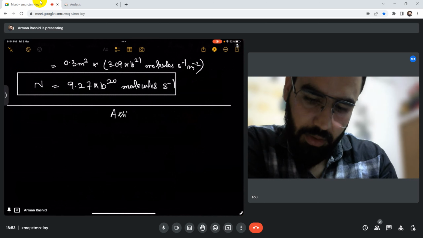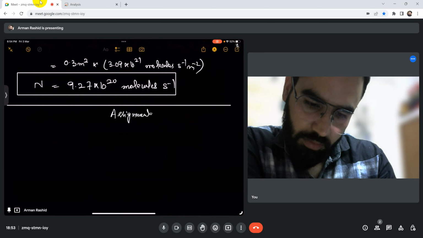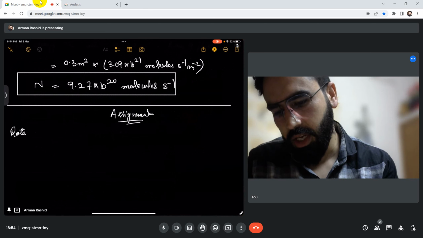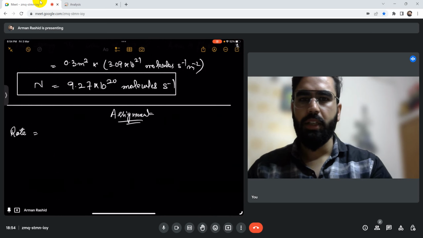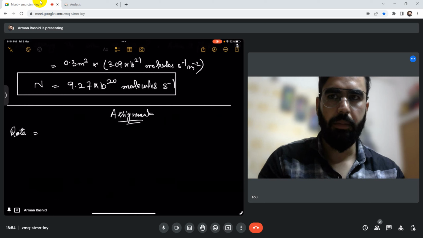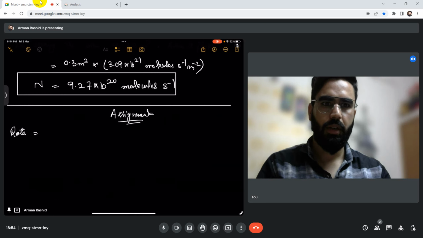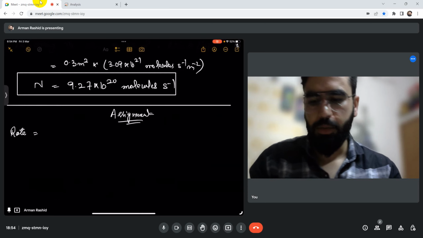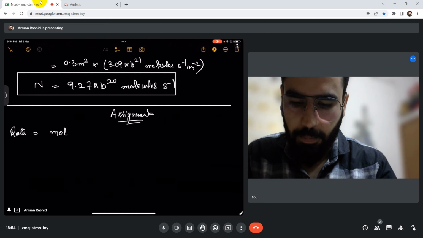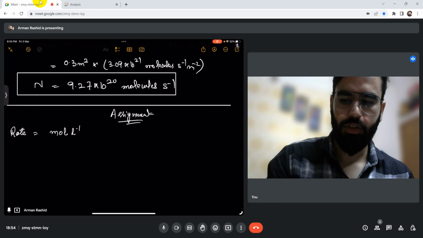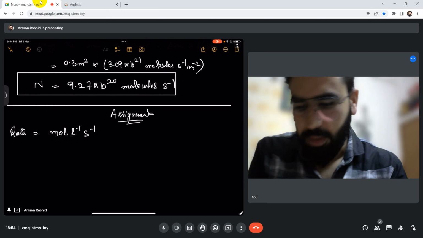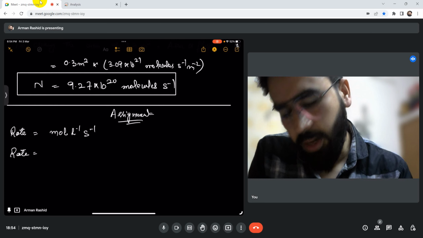First I'll tell you about the rate of a reaction. The rate of a reaction is how much amount of the reactants is converted into products per unit time. We can also determine it in terms of the products: how much amount of the products is formed per unit time. So the rate of the reaction will always be in mole per liter per second, concentration per unit time.